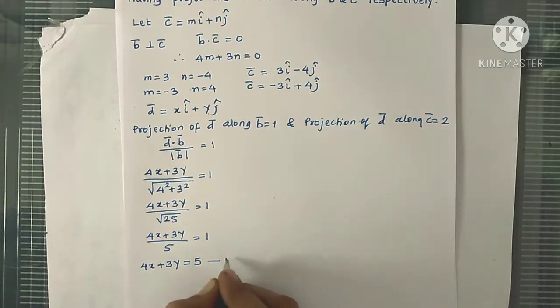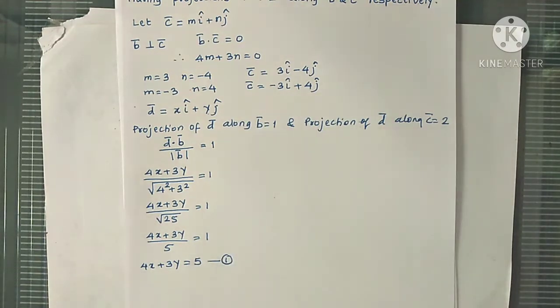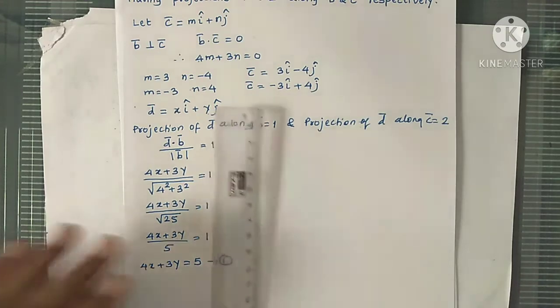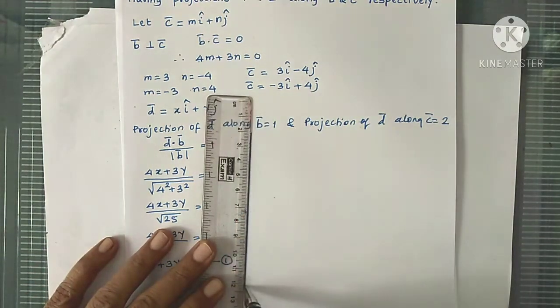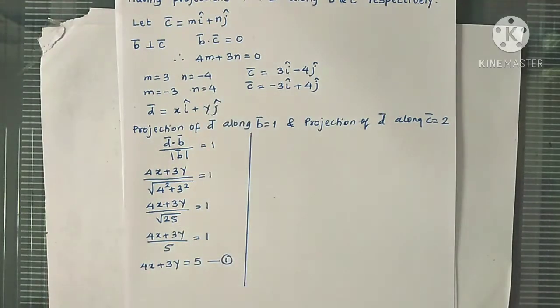So let this be our equation number 1. Using that, projection of d bar along b bar is 1. Now let's write another equation in terms of x and y.